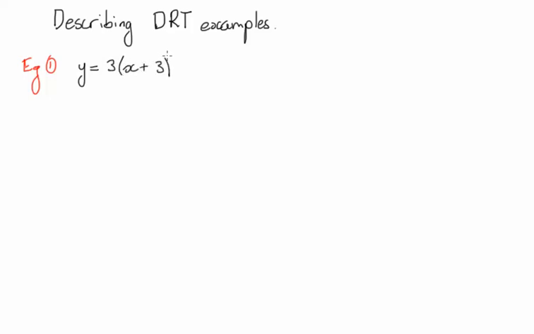plus 3) cubed minus 2. Alright, and I want to describe the dilation, reflection and translations that happen to a cubic, the basic cubic, y equals x cubed, to get to this graph. So starting from y equals x cubed, how do you get to this graph? Because it is a cubic. Well, we go in this order. We go dilation, reflection, translation.